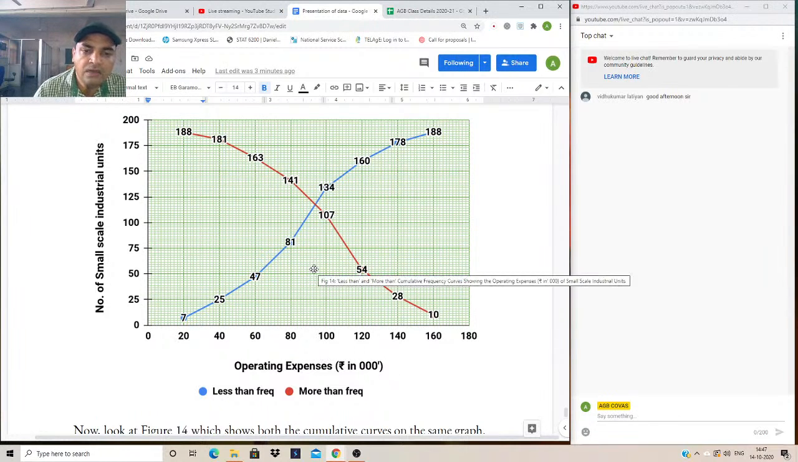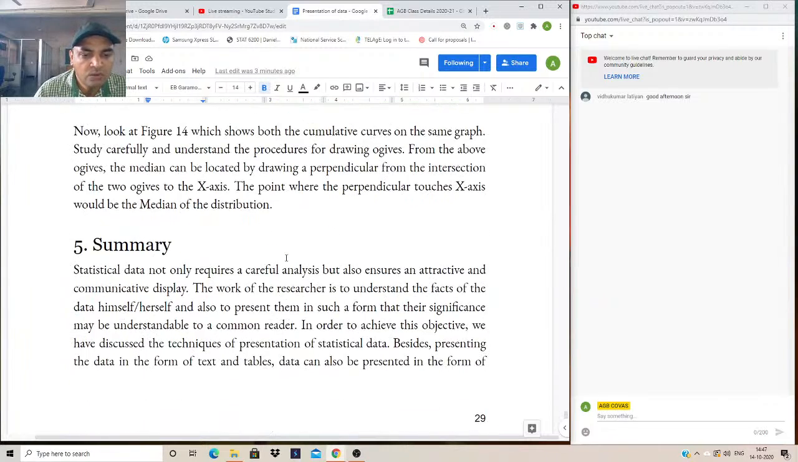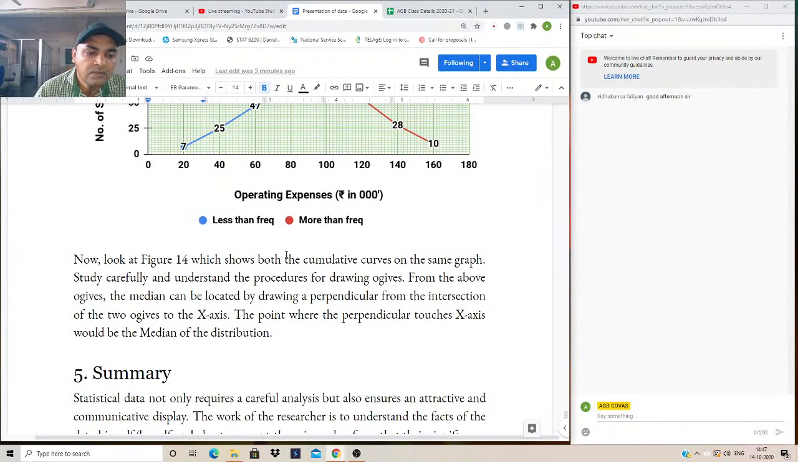Like this, we can take the more than frequency from this. In coming classes, median will be taught to you. This intersecting point gives us the median. To summarize, you can go through the lecture notes. I have put them on the website also.